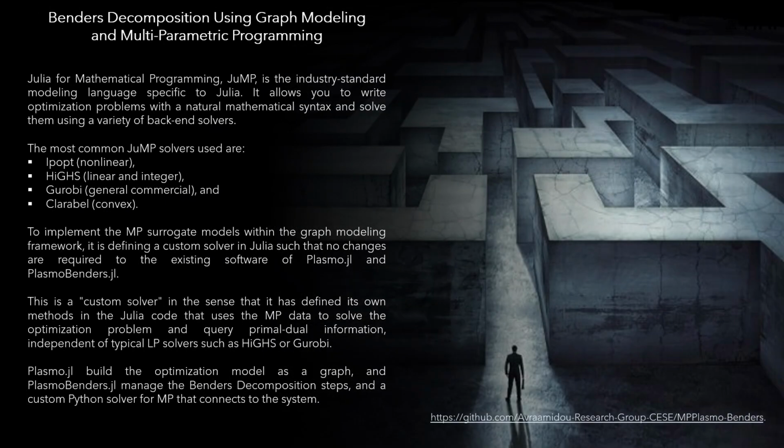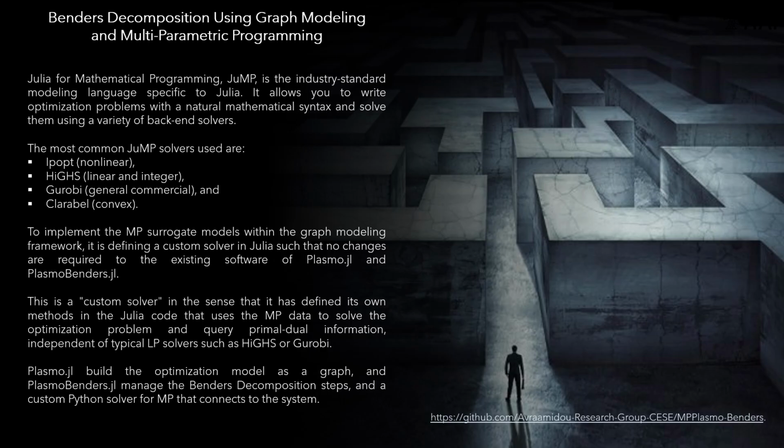Julia for mathematical programming, JuMP, is the industry standard modeling language specific to Julia. It allows you to write optimization problems with a natural mathematical syntax and solve them using a variety of back-end solvers. The most common JuMP solvers used are IPOPT, nonlinear; HiGHS, linear and integer; Gurobi, general commercial; and Clarabel, convex.